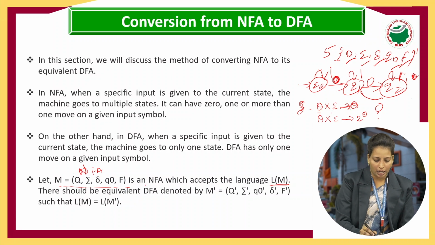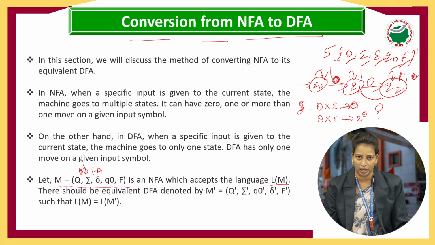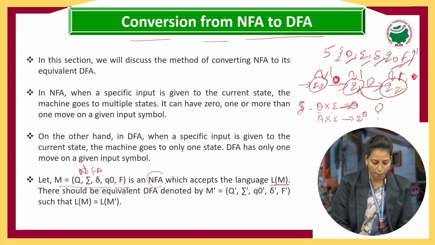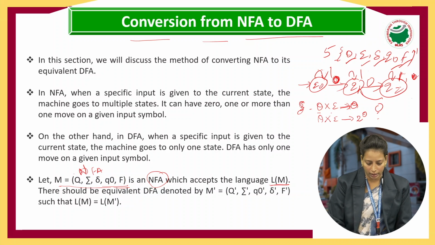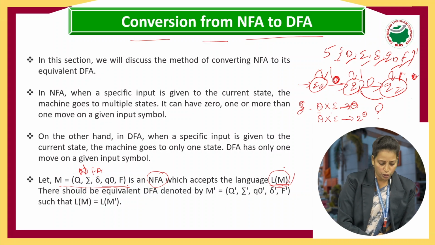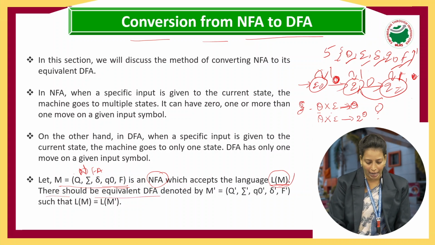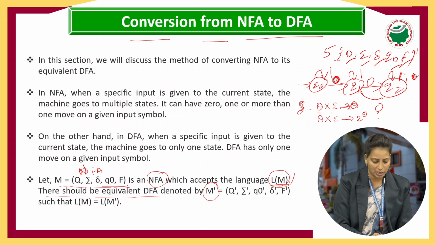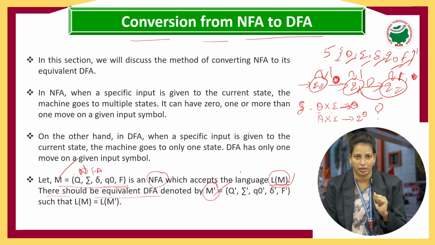So here our concept is conversion from NFA to DFA. An NFA can be represented as a 5-tuple Q, sigma, delta, Q naught and F, that accepts the language L of M. Next, there should be an equivalent DFA which is denoted by M dash. M is nothing but the NFA. M dash is nothing but the DFA.